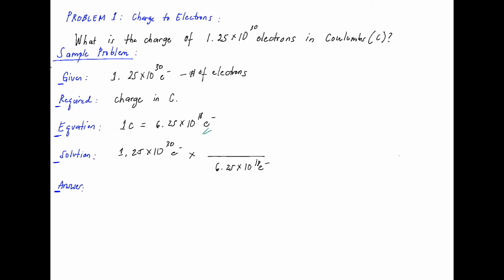So we're going to multiply this by our dimension, and we're putting this 6.25 at the denominator side for us to cancel the unit, so we could cancel now the electrons, and then we have 1 coulomb on the numerator part. By pressing the calculator, the answer here for 1.25 times 10 raised to 30 divided by 6.25 times 10 raised to 18, here we could have 2.00 times 10 raised to 11 coulomb. So this is the final answer, 2.00 times 10 raised to 11 coulomb.